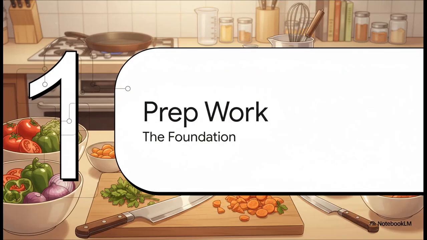Okay, so every great chef knows that the prep work is half the battle, right? Before you even think about turning on the heat, you have to lay the foundation. It's exactly the same in data science. These first few steps are absolutely essential.